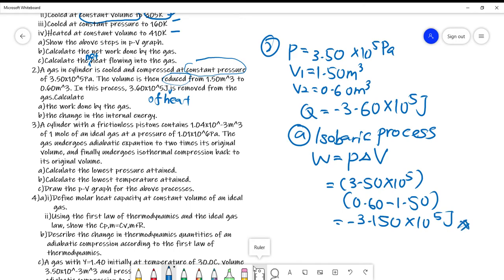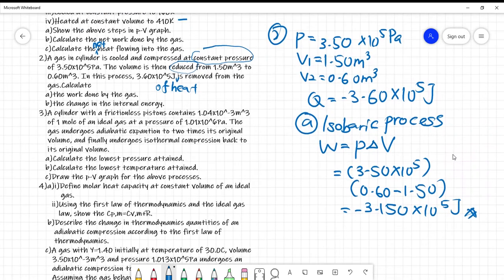So we can see that the work done is actually negative. So it means that this is work done on the gas, since the process is an isobaric compression process. So work done is actually negative. So the change in internal energy.